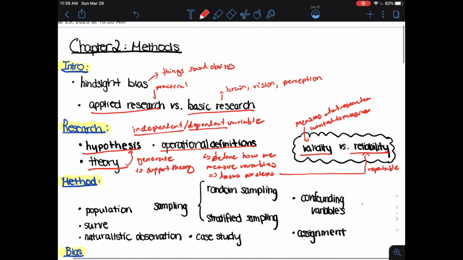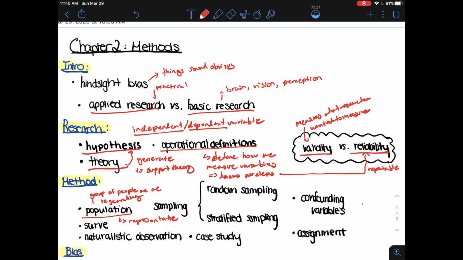And then we move on to the methods of research. So, the first thing we have to take into account when we are doing research is our population. The population is the group of people that we are researching or experimenting on. The idea of getting a population is to try and make it as representative as possible, which means that from looking at maybe about 100 or 1,000 people, you want to be able to gain the general picture of society.